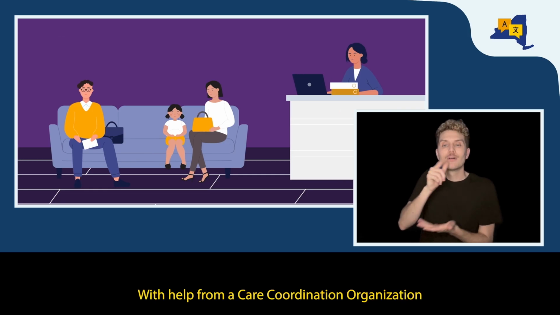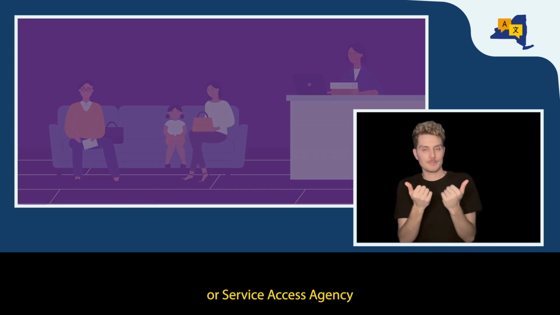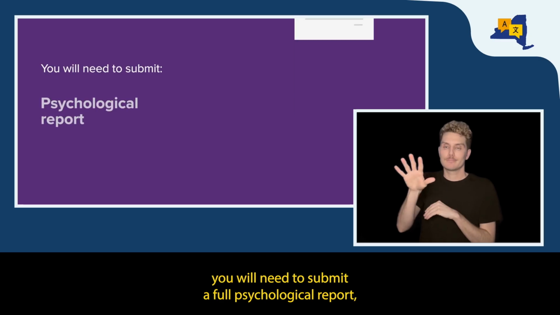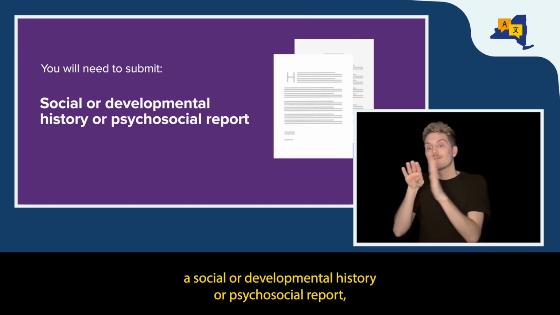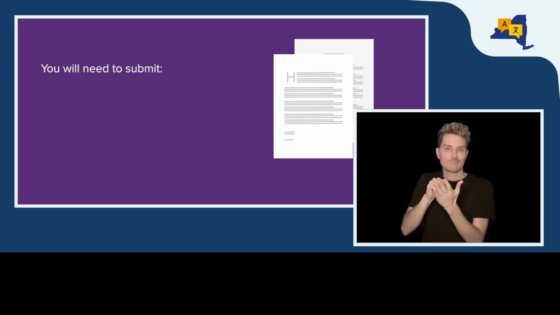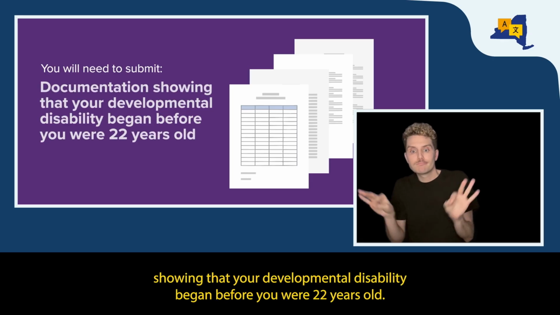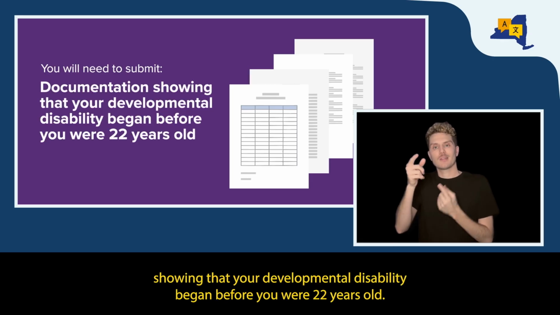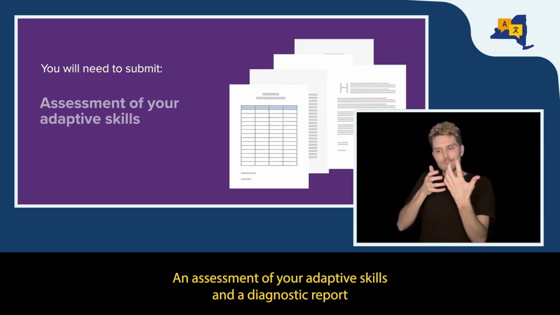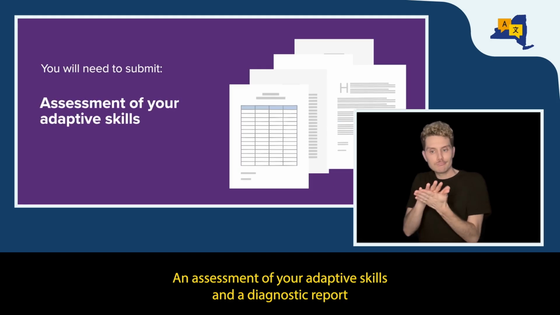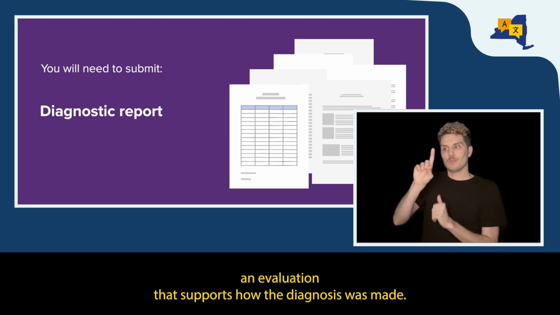With help from a care coordination organization or service access agency, you will need to submit a full psychological report, a social or developmental history or psychosocial report, a medical specialty report, supporting documentation showing that your developmental disability began before you were 22 years old, an assessment of your adaptive skills, and a diagnostic report, an evaluation that supports how the diagnosis was made.